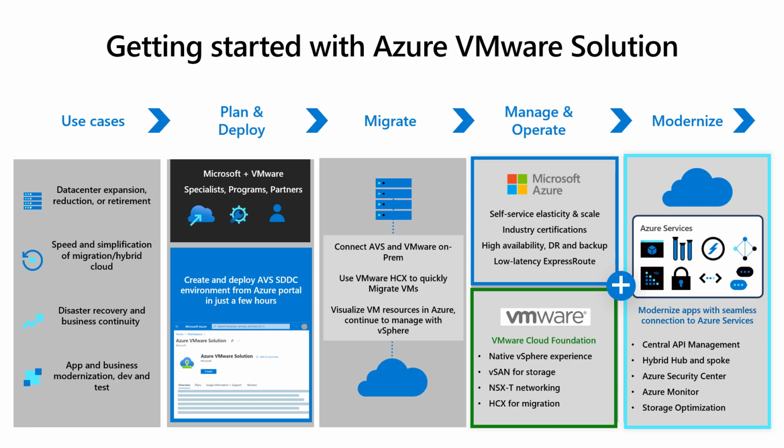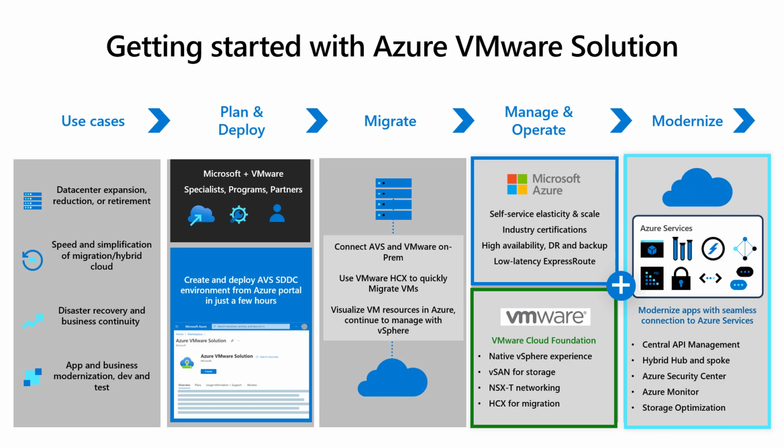As we've touched on, one of the most important things for customers is how easy it is to get started on their migration journey with AVS. On the far left, we've got use cases. So that's everything from data center expansion, reduction, or retirement, to gaining some speed and simplification of migration in terms of placing everything on AVS and Azure. Then there's the conversation of thinking through a disaster recovery or business continuity scenario. AVS might be a good fit in that regard. Then there's the application and business modernization, the dev and test workloads as well. The evolution moves from left to right.